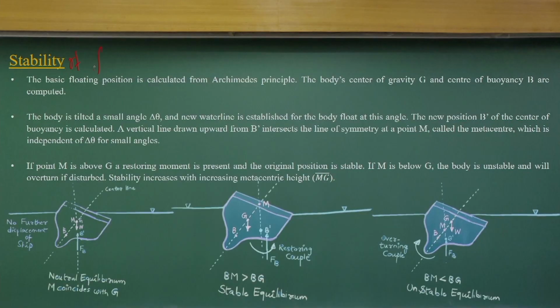Now let us discuss the stability of floating objects, like a ship. How much stability do floating objects have? Now let us understand the principles, how the concept comes in. As we discussed, there will be a gravity force which acts at the CG of the floating object, and there will be a buoyant force which acts at the CG of the displaced liquid, that is the center of buoyancy. So these two forces act at two different locations: one is the CG of the floating object, and the other is the CG of the displaced volume of the fluid.